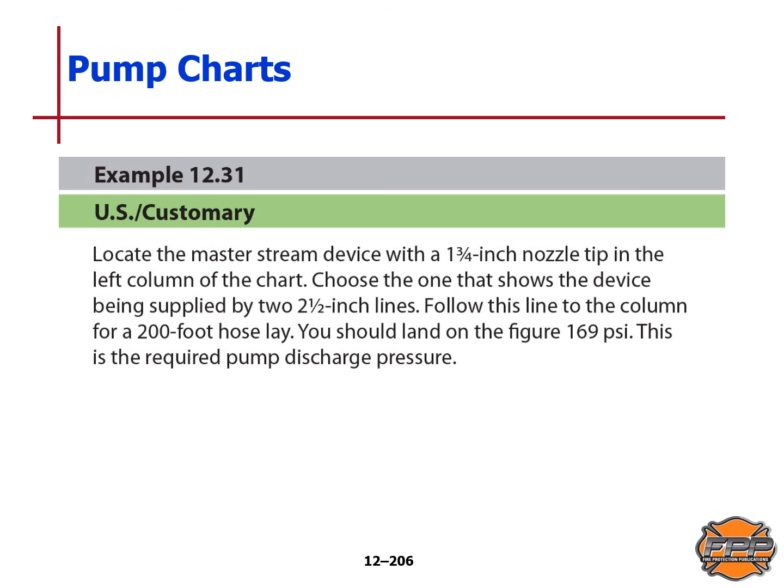Locate the master stream device with 1 3/4 inch nozzle tip in the left column of the chart. Choose the one that follows the device being supplied by two 2.5 inch lines. Follow this line to the column for a 200-foot hose length. You should land on the figure 169 psi. This is the required pump discharge pressure. So go back, use that chart, follow it correctly, and you should come up to 169 psi.